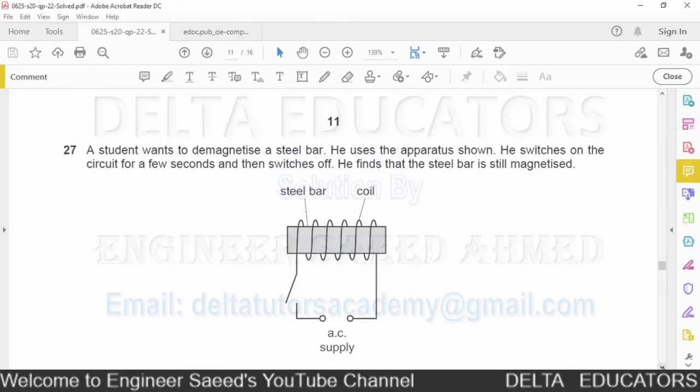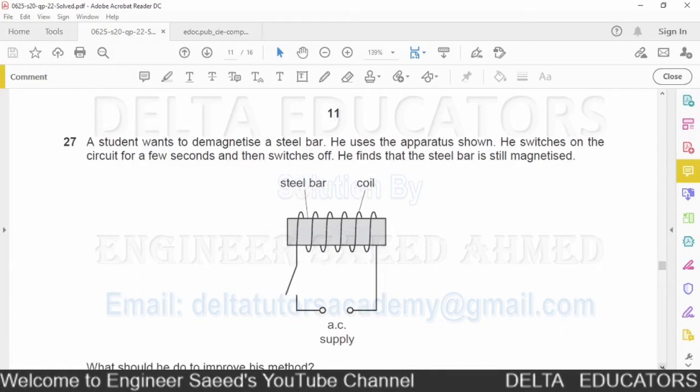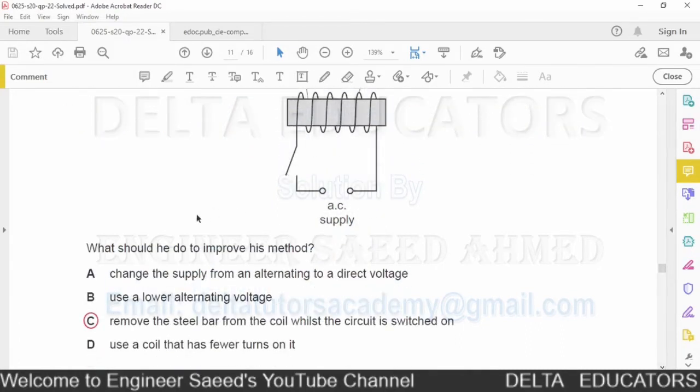Question number 27. A student wants to demagnetize a steel bar. He uses the apparatus shown. He switches on the circuit for a few seconds and then switches off. He finds that the steel bar is still magnetized. What should he do to improve this method?